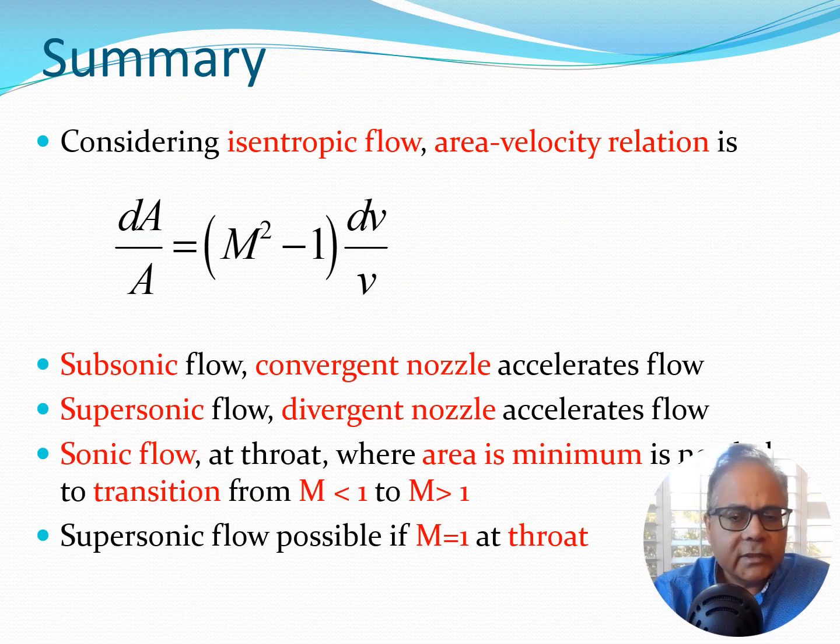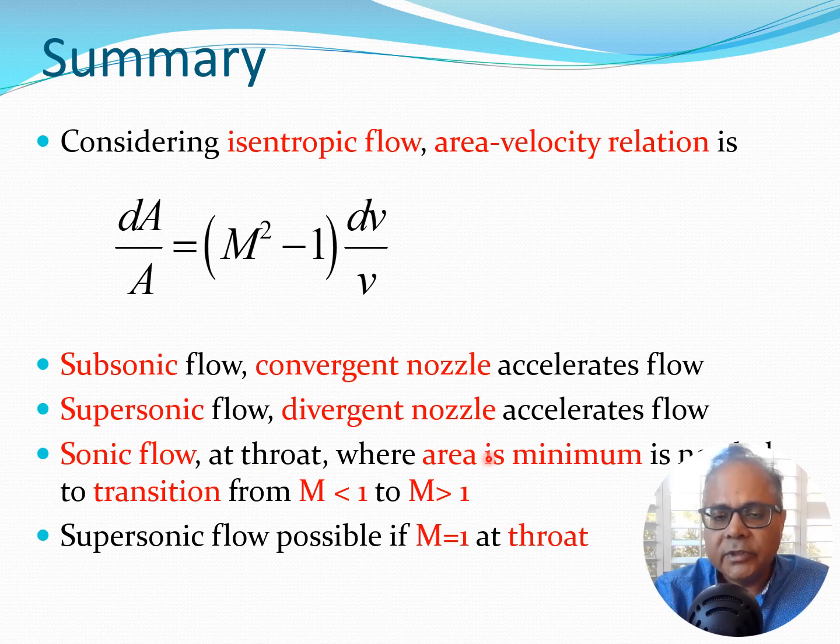So to summarize, let us look at this equation again and look at the assumptions we have considered today. So essentially we were considering that there is isentropic flow, and so the flow was also frictionless, of course, and so we were able to obtain this equation. We saw that for subsonic flow, the convergent nozzle will typically speed up the flow. For supersonic flow, a divergent nozzle speeds up the flow. And also we saw that sonic flow takes place at the throat where the cross section is a minimum.